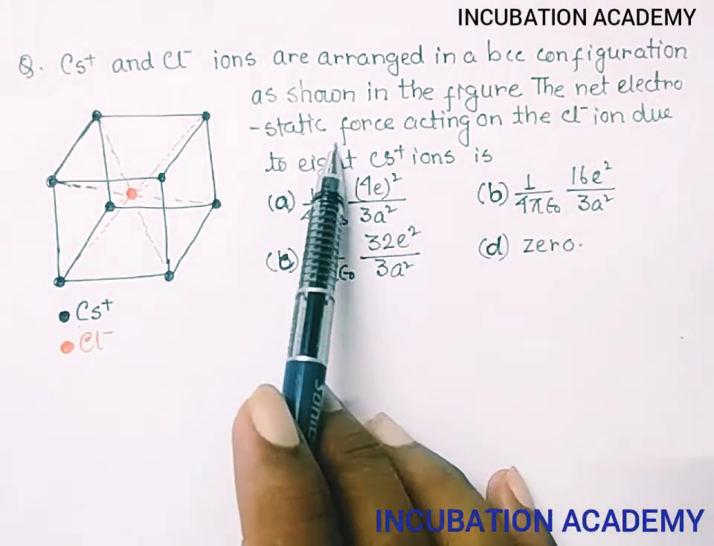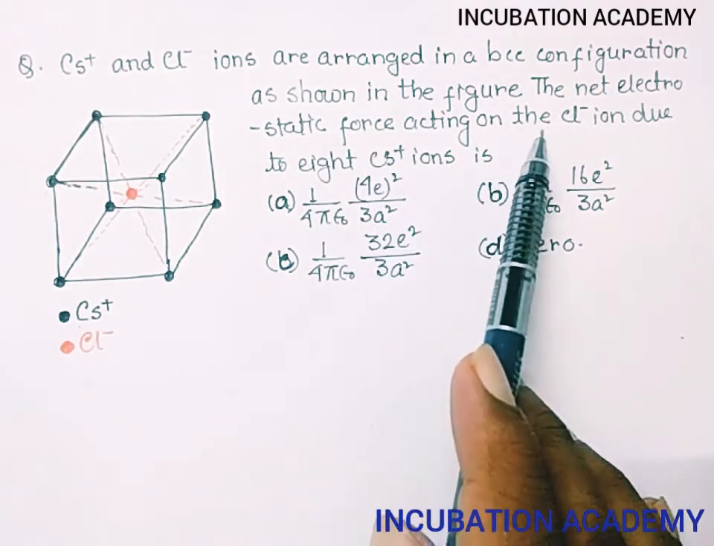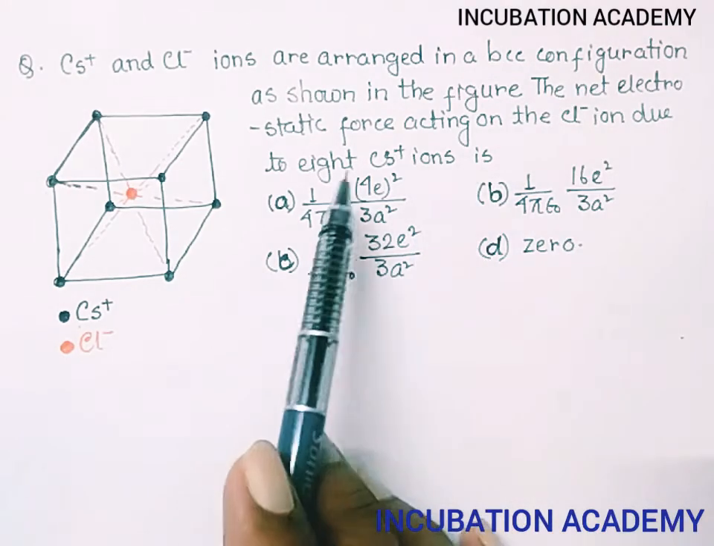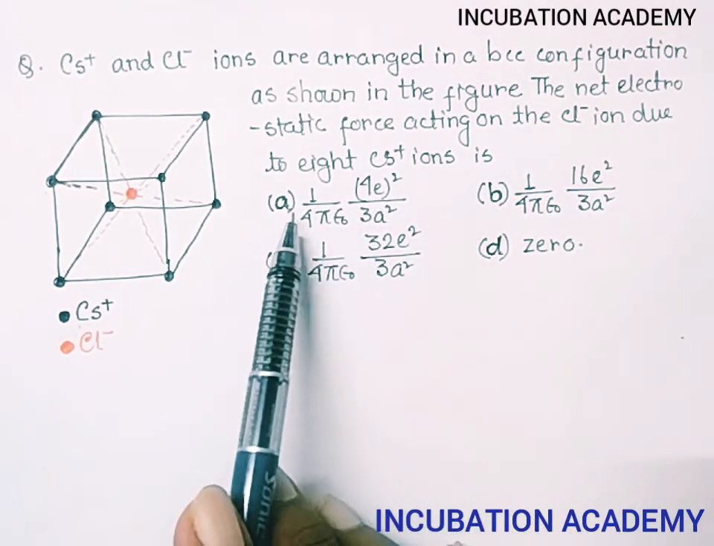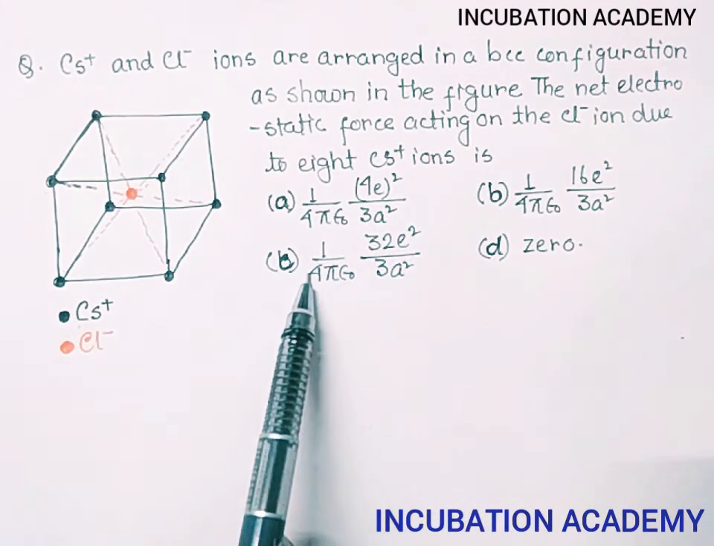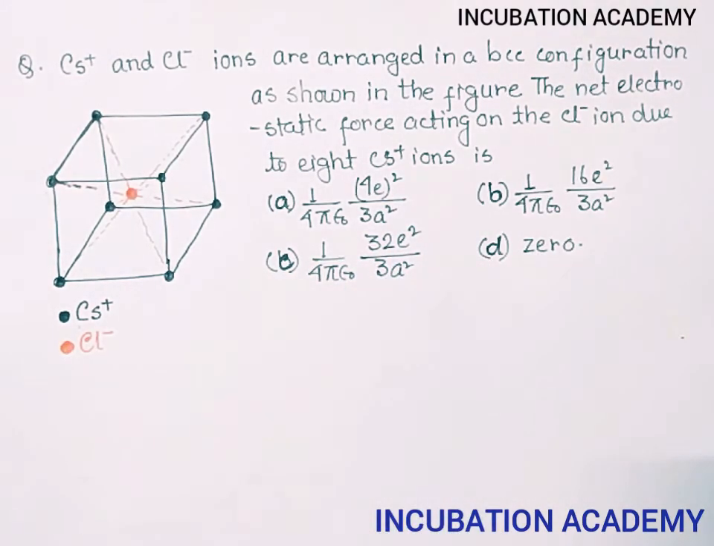The net electrostatic force acting on the Cl minus ion due to the 8 cesium plus ions is, the options are given: option A, option B, option C, and option D.